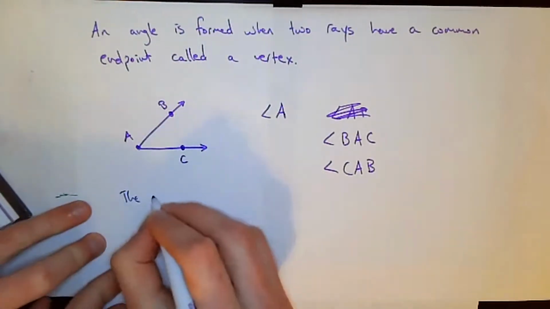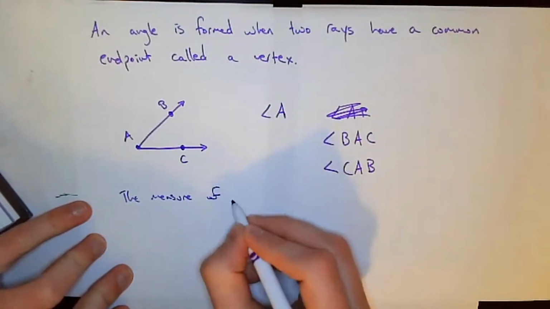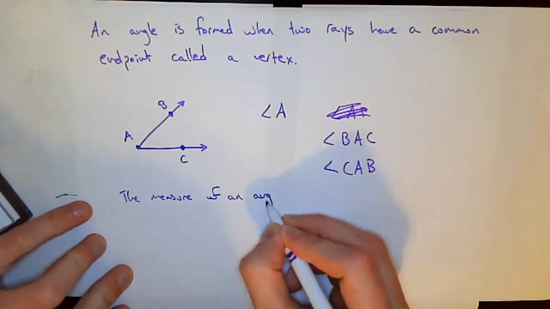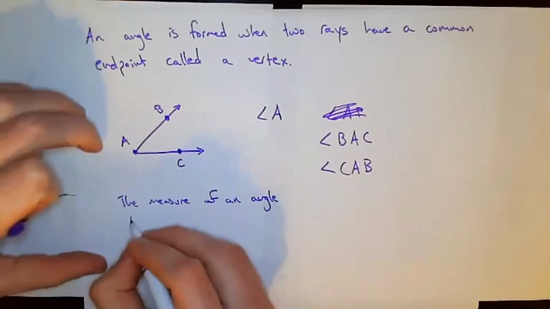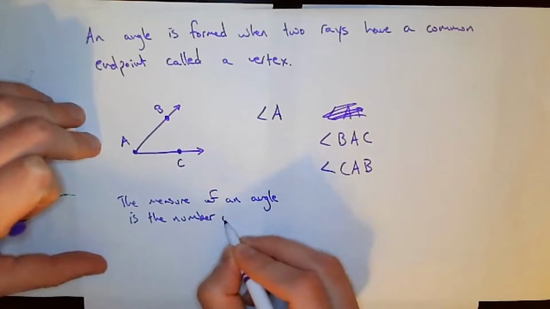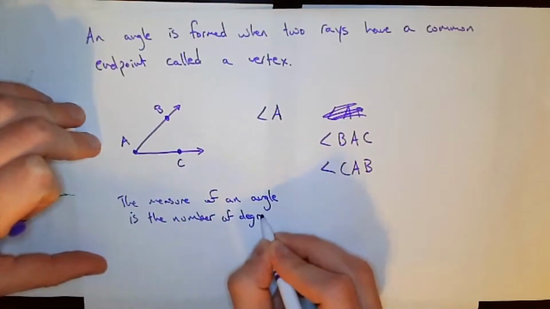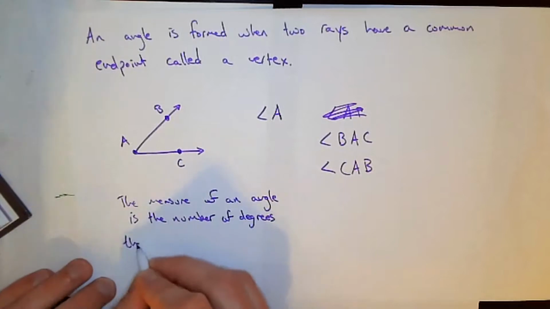We say the measure of an angle. In other words, how do you describe the size of an angle? The measure of an angle, well, is the number of degrees. That's okay, I'm just kind of going off what the book says here. The number of degrees that separate the two rays.